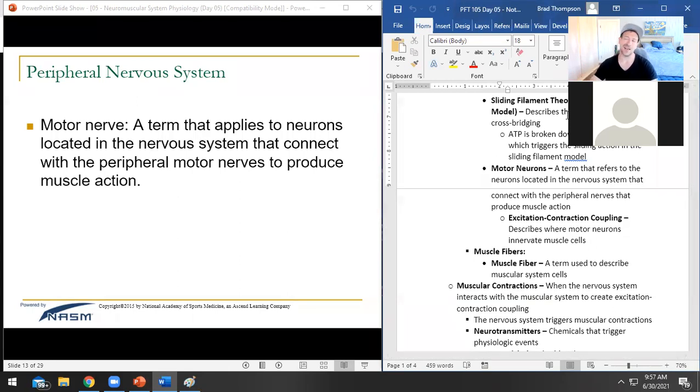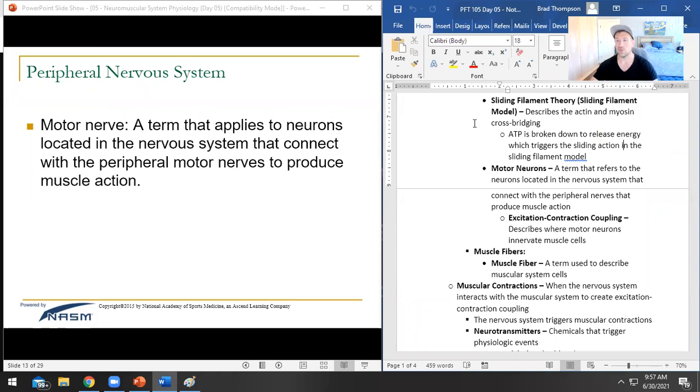So sometimes, I want this to kind of serve as like a reminder here. Sometimes it seems like we're talking a lot about this anatomy and this physiology, and we kind of lose sight of the fact of how this applies to the gym. Well, it's what created our understanding of what to do in the gym, you know? So that is the sliding filament theory.